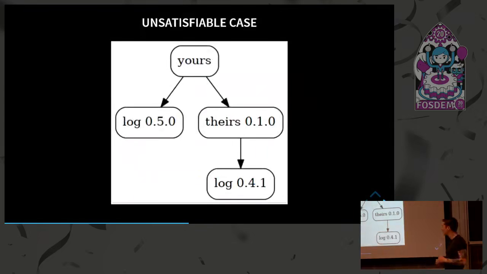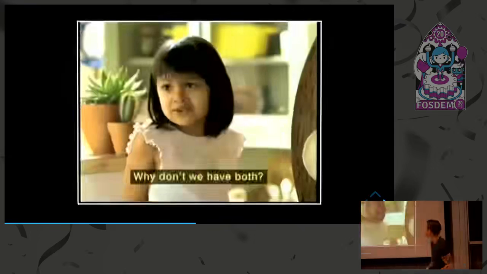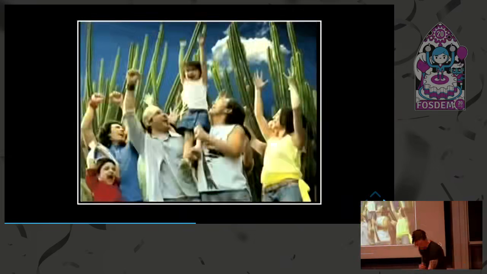The much more common case in the Rust ecosystem is that you depend on one version of log, and you have another dependency that has a different version of log. In this case, like in classical dependency resolution, this is unsatisfiable, and you have to choose one or the other, and somehow get them to both work. But Cargo just says, why not both?